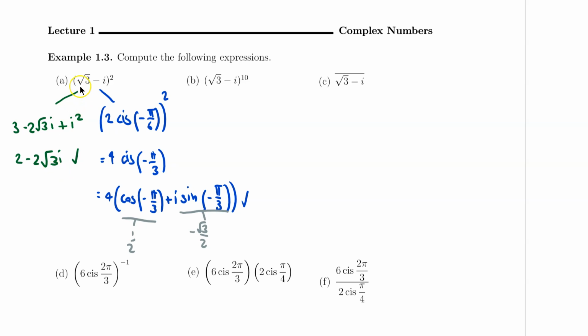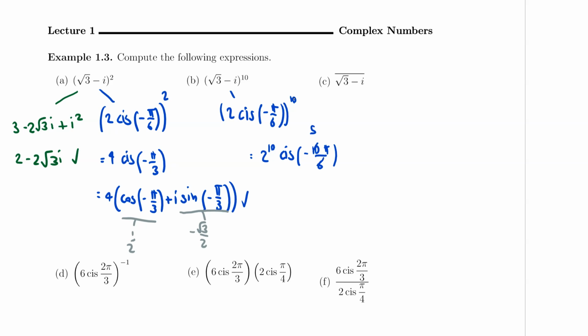Now then, if I want to square square root of 3 minus i, this is rather simple, but if I want to raise this to the 10th power, then this is going to get a lot harder. I can use the binomial formula for this, but another way to do this is to just use the polar form. So I can convert this guy into, again, 2 times cis of negative pi over 6, raised to the 10th power. And then this would become 2 to the 10th power times cis of, let's see, negative 10 times pi over 6, negative 10 pi over 6. Okay, this guy will get cancelled out.